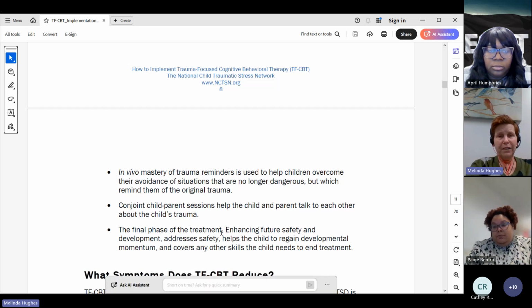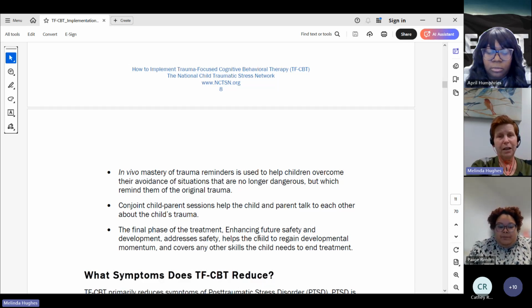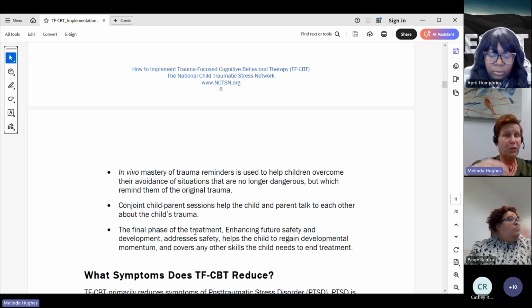And then in the final phase, enhancing future safety. So we've maybe done some safety planning earlier in the work, in the stabilization stage, but we also are trying to not fall into an unsafe relationship. Basically, we know that trauma tends to continue to happen to people until they recognize different boundary setting, et cetera. So some of that work is enhancing future safety.